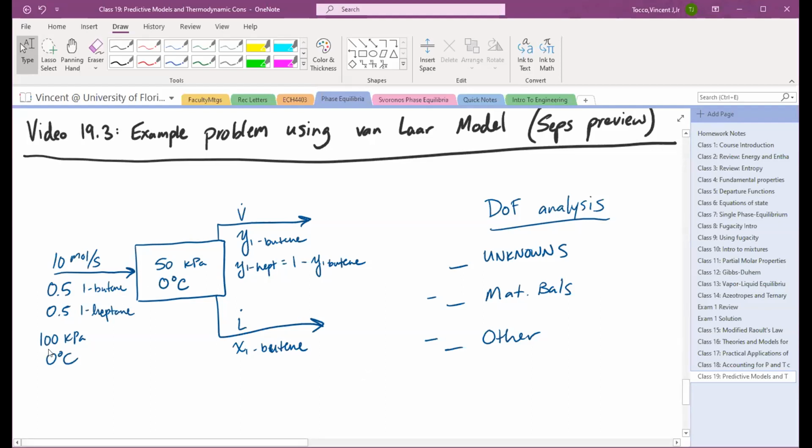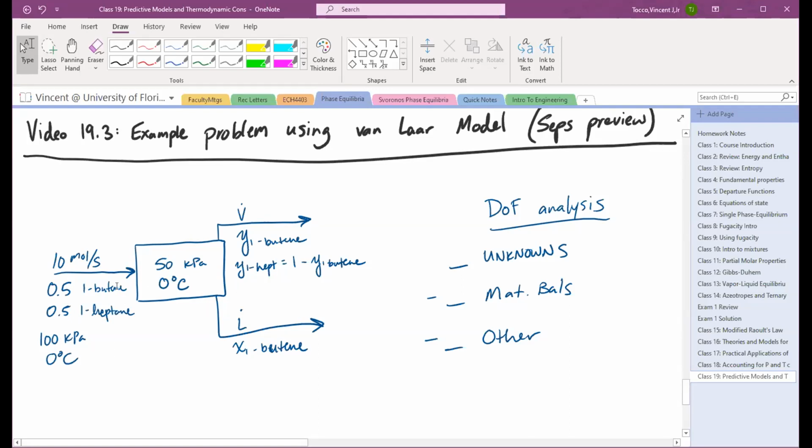And at this relatively high pressure, 100 kilopascals is about atmospheric, and this is a low temperature. But when I drop the pressure, this is what a flash separation is called. When I drop the pressure on a liquid stream, I induce some of it to vaporize, and that's where we're getting what we assume to be vapor-liquid equilibrium.